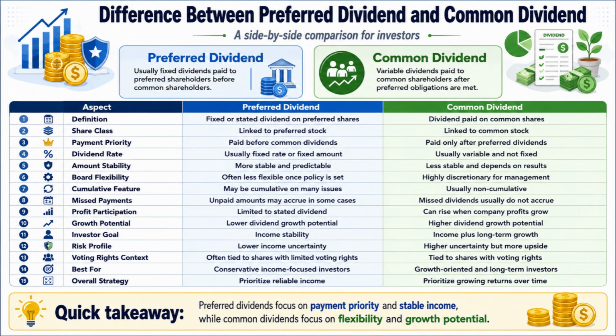Number 13. Preferred dividend is often tied to shares with limited voting rights, whereas common dividend is tied to shares with voting rights. Number 14. Preferred dividend is best for conservative, income-focused investors, whereas common dividend is better for growth-oriented and long-term investors. Number 15. Preferred dividend mainly prioritizes reliable income, whereas common dividend mainly prioritizes growing returns over time. So, the quick takeaway is that preferred dividends focus on payment priority and stable income, whereas common dividends focus on flexibility and growth potential.